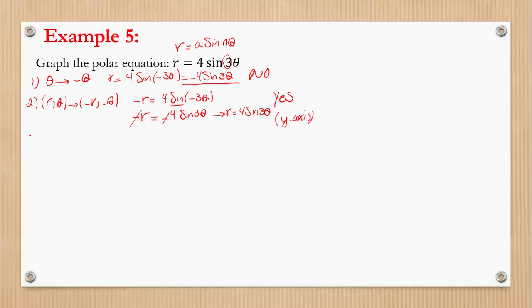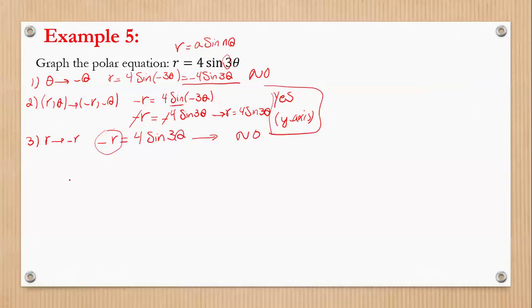For checking the symmetry about the origin, I change r to negative r, so I get negative r equals 4 sine of 3 theta. There is a negative here, and I have no choice of canceling this negative, so the equation changed, and the answer is no. So this equation is only symmetric about the y-axis.